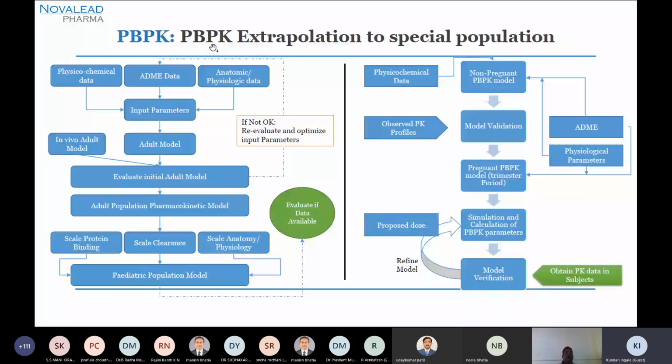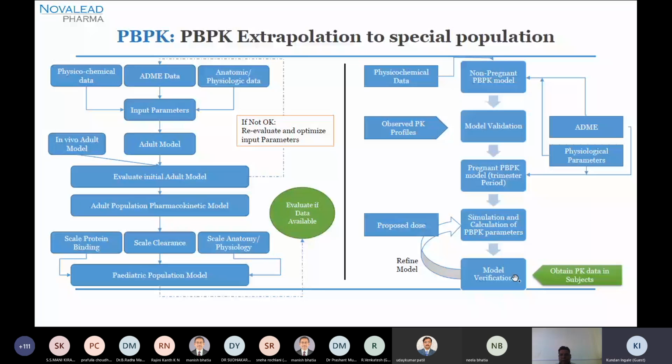You build a non-pregnant PBPK adult model. Of course, when we're talking about non-pregnant, it would be an adult model. You validate the model, then scale the model based on the trimester period in which your drug is going to be administered. Then once it has been scaled to the trimester model, you can simulate and calculate the PBPK parameters. If at all you have data, you can verify the model.